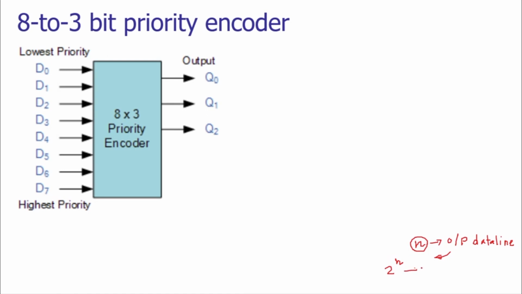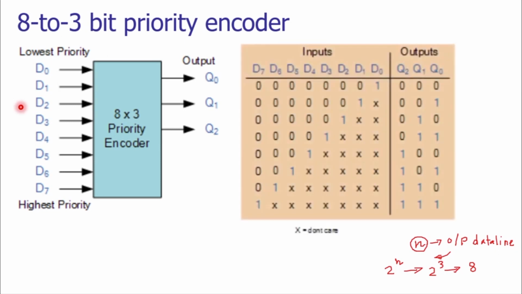Therefore, the input data lines would be 2 raised to 3, and that is 8. Thus, we have to have 8 input data lines to get 3 output data lines. Well, we apply the same methodology as we applied for 4-bit. We have to develop a truth table for this.